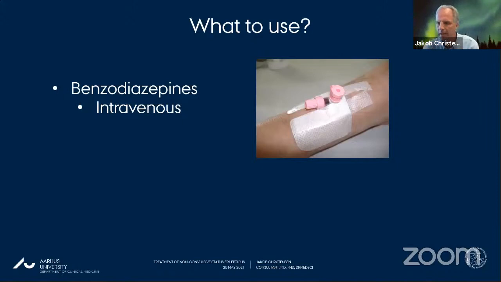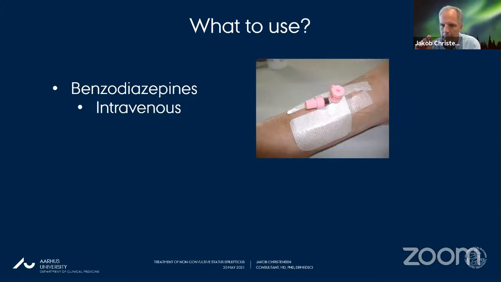I will focus a little bit on the basic treatment, and the reason why I will focus on the basic treatment is that this is the most prevalent cause of mismanagement of these. It's not the very, very rare causes of non-convulsive seizures. It is actually mismanagement early on of non-convulsive status epilepticus. And the main treatment early on is benzodiazepines. And the main way of actually applying this drug is via the intravenous route.